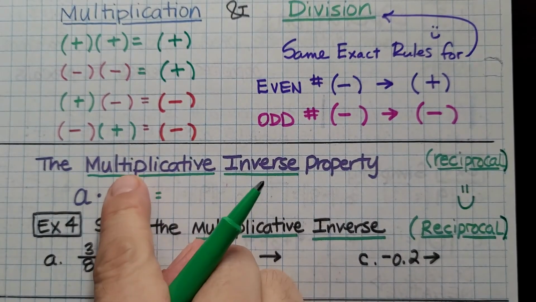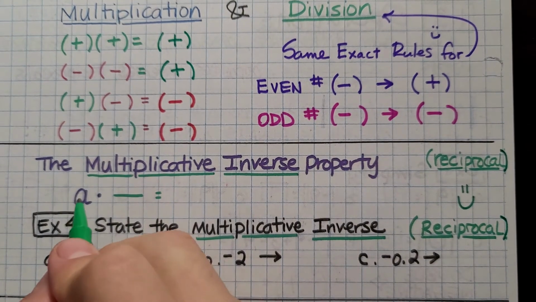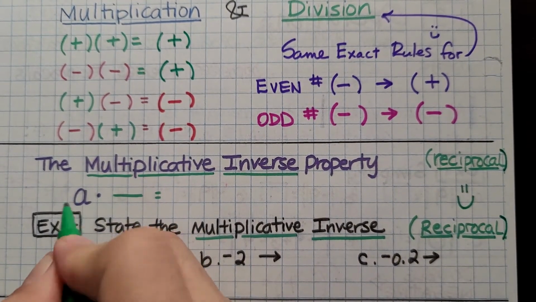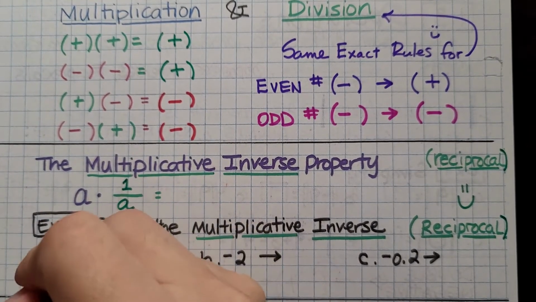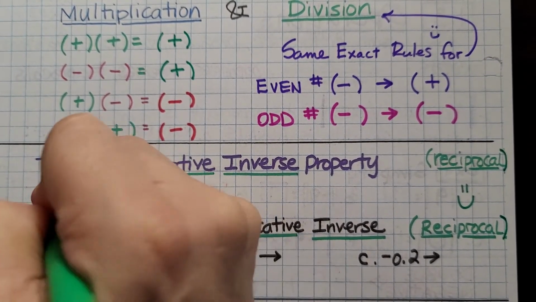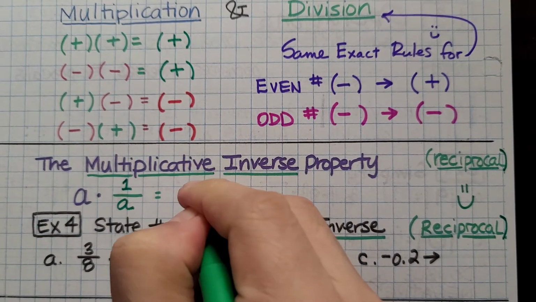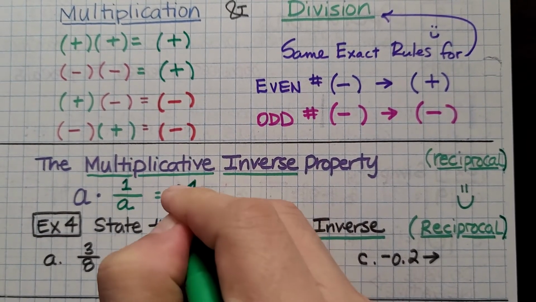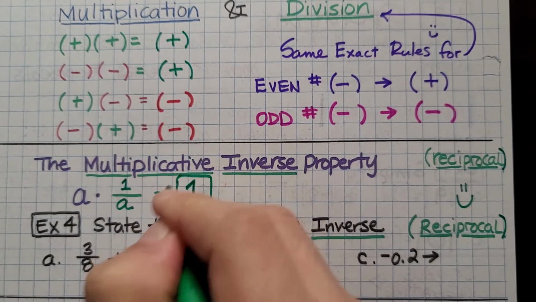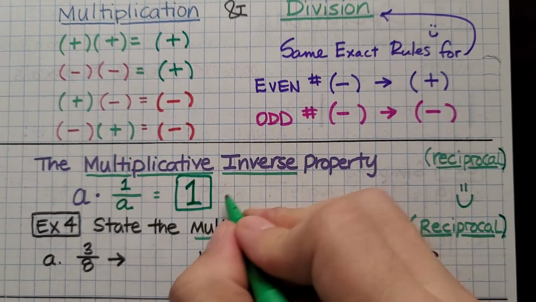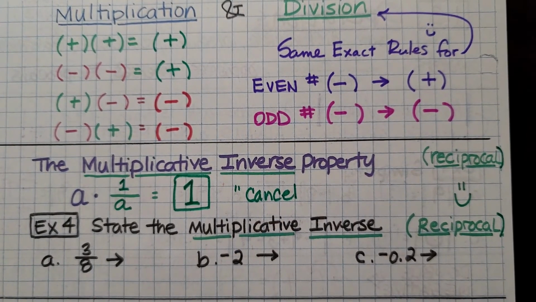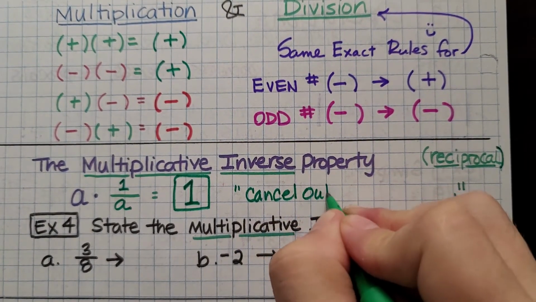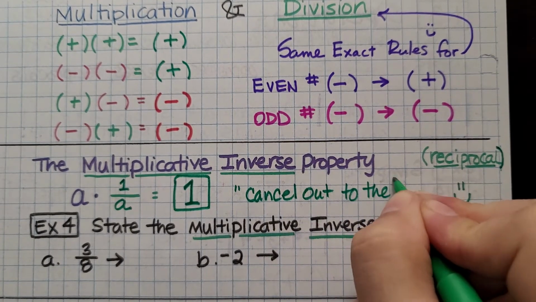But it's all based on this concept right here, the multiplicative inverse property. What is the reciprocal of a? 1 over a. What is 1 over a times a, or a times 1 over a? It equals a fancy number, or a simple number, 1. The number will cancel out to the number 1.